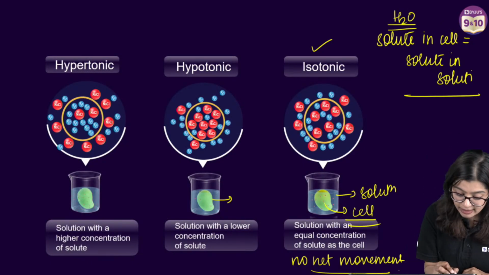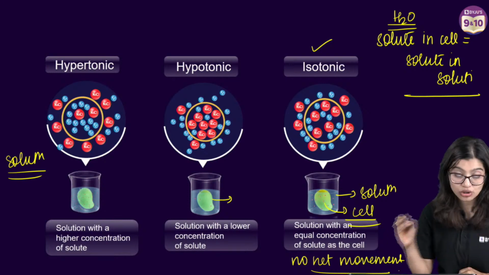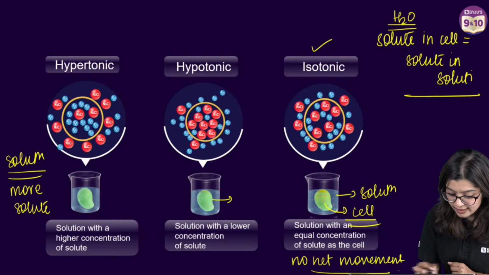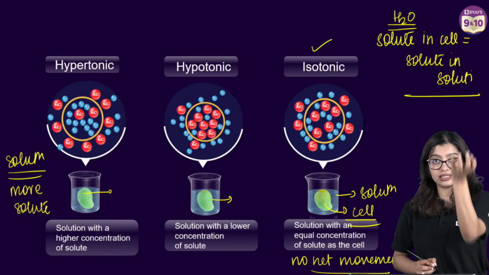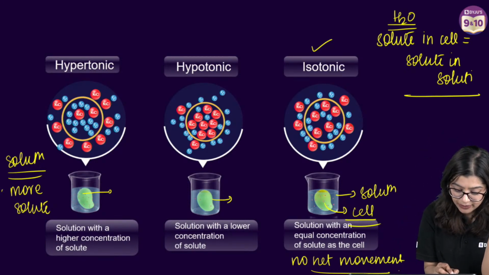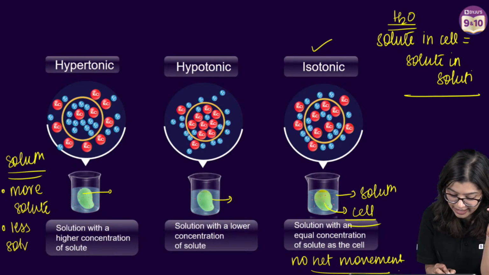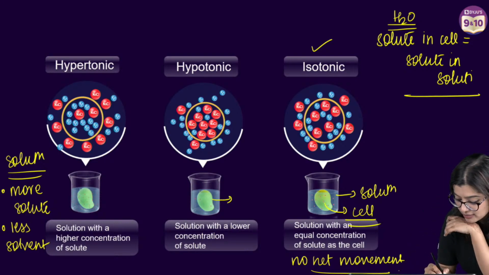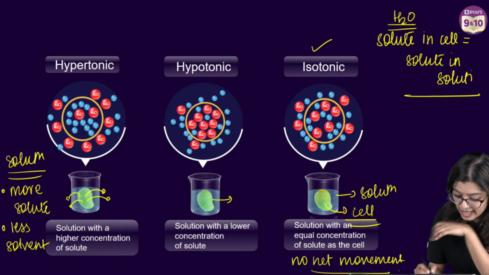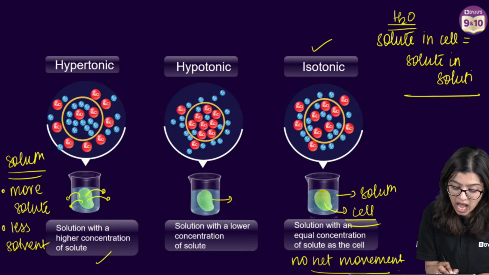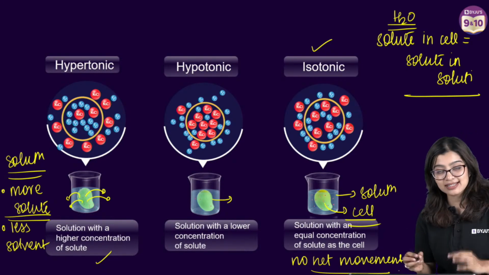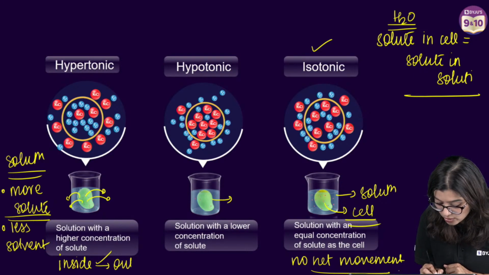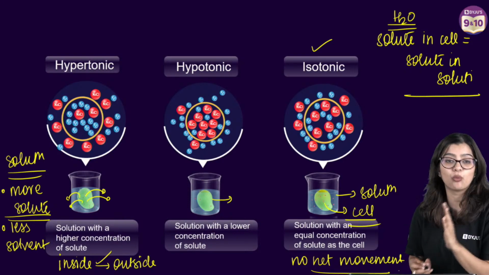Now, if in the solution there is more solute, that means inside my cell there is less solute. If there is more solute, it means there is less solvent in my solution. So where will water go? Water will go from the cell, it will move outside. So a hypertonic solution is a solution which has higher solute concentration, and as a result, water will go from inside the cell to outside the cell. There is movement of water.